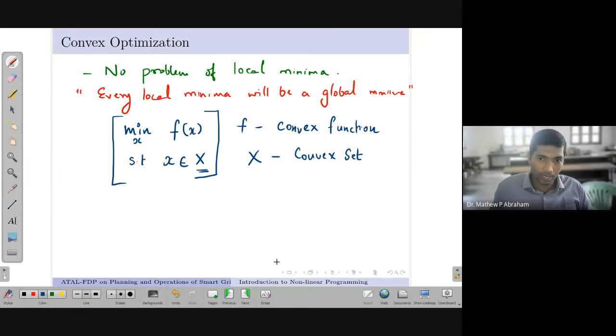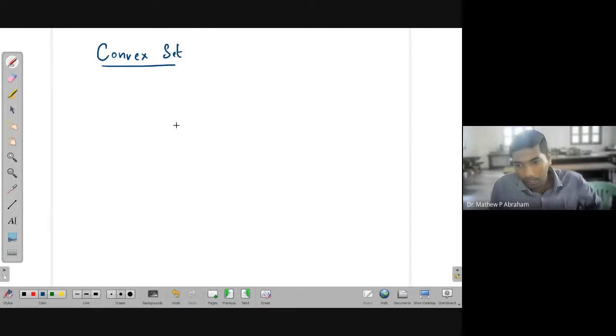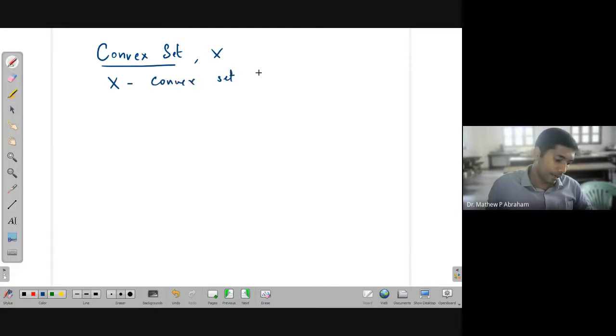I'll quickly introduce and I'll move further. So I'll tell what this convex set is. These concepts may be known to some of you, but this may be new to some of the participants. For those who are new to this concept, I'll try to explain it a little slowly. This set X is a convex set if it satisfies the following property.